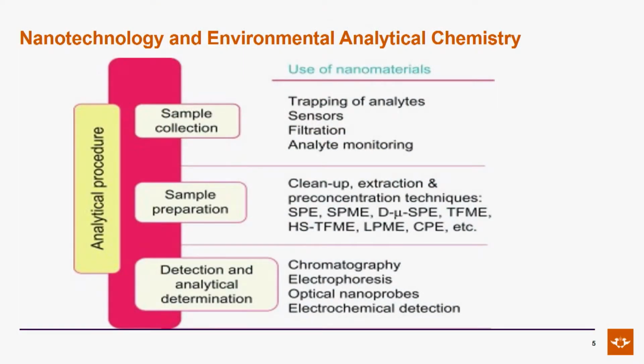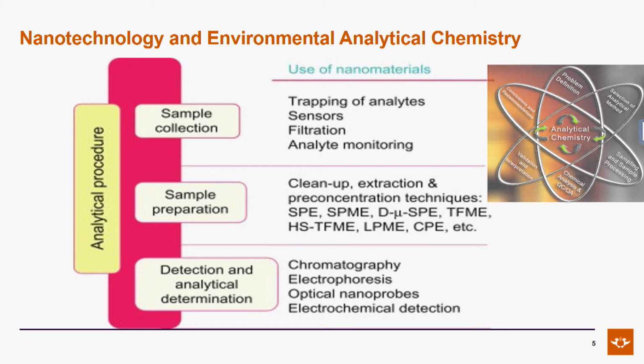Now, it means that we are able to apply analytical chemistry to solve environmental issues. So how do we do that in my group? How does nanotechnology come in here? In this case, you can see here, these are the normal processes that are involved in analytical chemistry. We have your sample collection, your sample preparation, and your detection. And our strongest point is on the sample preparation.